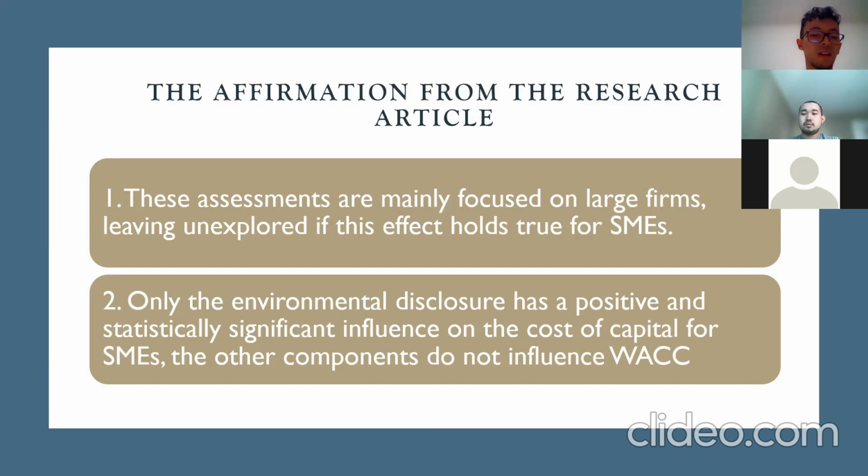That's why RAG in the previous slides was recommending that companies should think green, because according to the article, this variable was the only factor that significantly affects the cost of capital. The other two variables, governance and social, for small and medium companies don't affect their cost of capital.